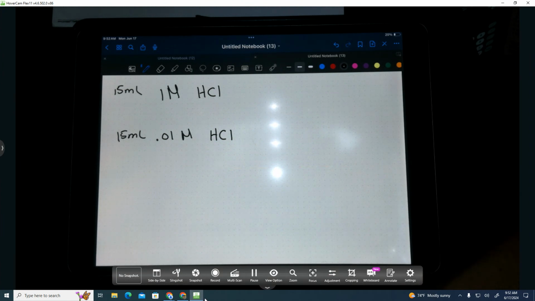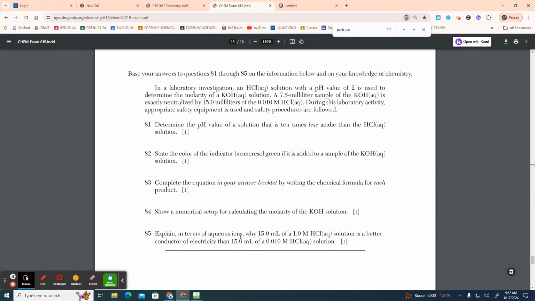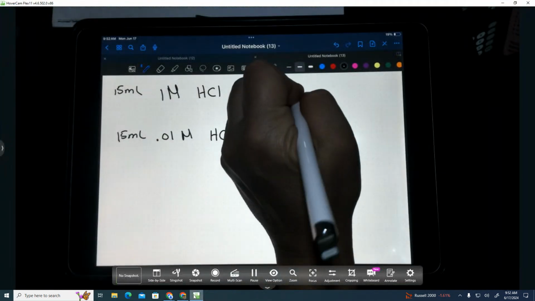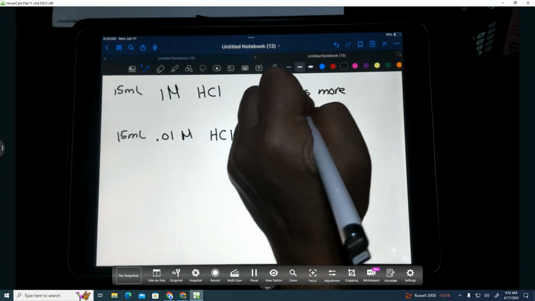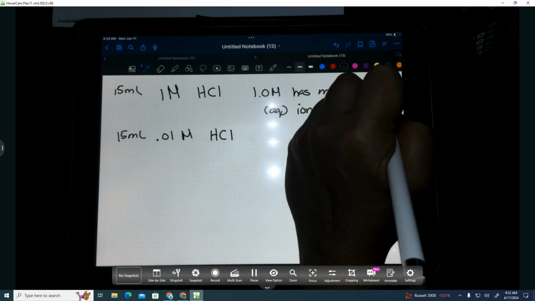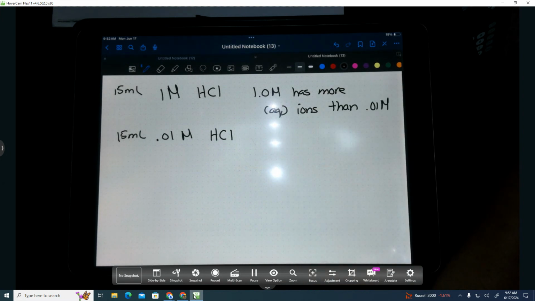Okay, so now answer the question. Explain in terms of ions why 15 milliliters of 1 molar is a better electrical conductor than 15 milliliters of 0.01 molar. Which one has more? You can't say "it." So you would say 1.0 molar has more aqueous ions than 0.01 molar. You can't use the word "it"; we don't know what it means when we're grading these things.